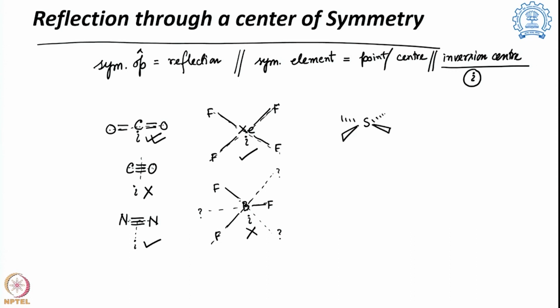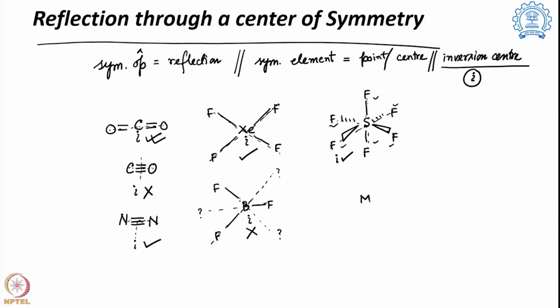Say SF6 molecule, which is octahedral in geometry. So, again the center of the molecule is the sulfur, and if I go through that and reflect this fluorine, these are reflected. If I reflect through that, reflected, if I reflect through that, they are all reflected. So, that means the center of symmetry is present in this molecule.